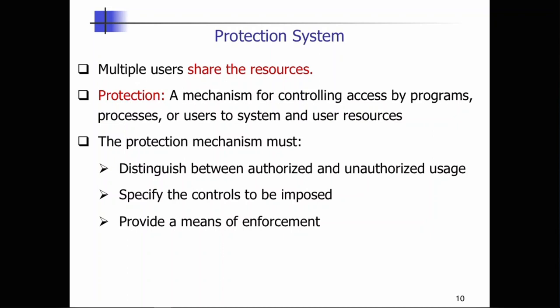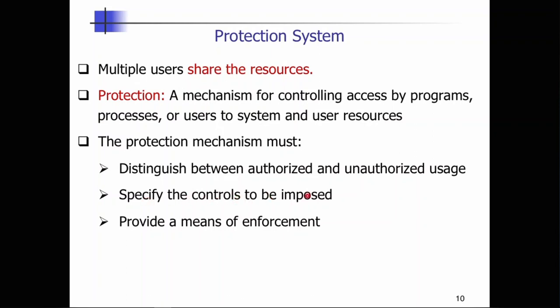So what is protection? It is a mechanism for controlling access by user programs, processes, or users to system and user resources. Who gets to the resources? To protect that, we need a mechanism that falls under the category of protection. This mechanism needs to distinguish between authorized and unauthorized usage. We can perhaps safely say that all the kernel space or system calls are authorized, but user calls could be authorized or unauthorized depending on the nature of the request. Distinguishing that is the responsibility of a protection mechanism.